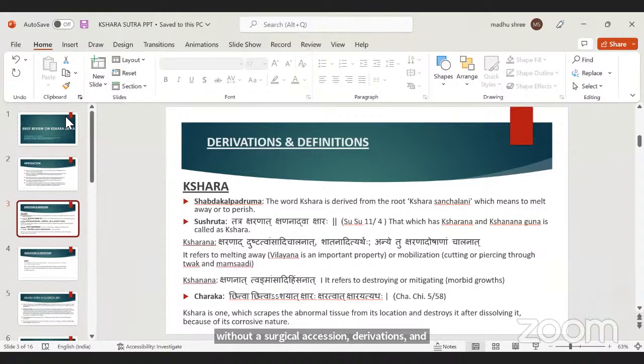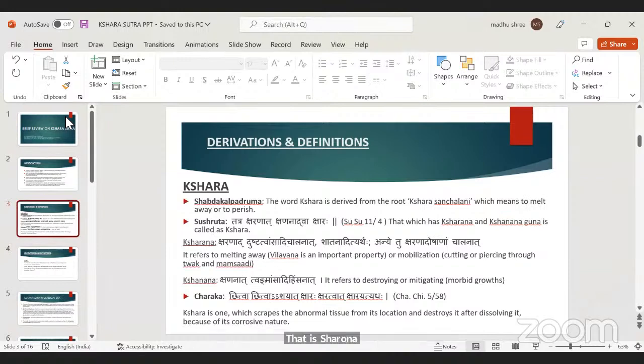Derivations and definitions of Kshara. In Shabda Kalpadruma, the word Kshara is derived from the root Kshara Sanchalane, which means to melt away or to perish. As per Sushruta, Tatra Ksharanat Kshananadva Kshara, that which has Ksharana and Kshanana guna is called Kshara.